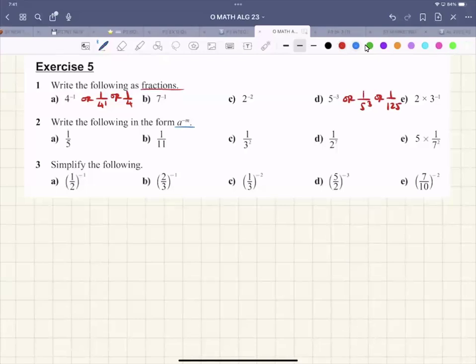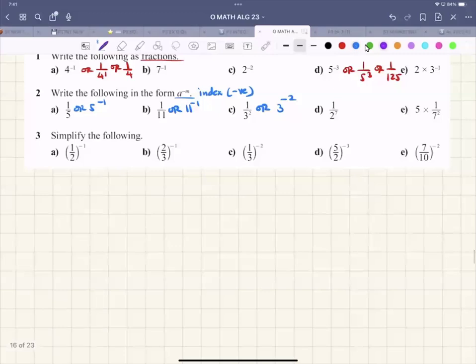Write the following in the index form. Now this is a raised to power of negative m in the negative index form. 1 over 5 is 5 raised to power of negative 1. 1 over 11 is 11 raised to power of negative 1. 1 over 3 square is 3 raised to power of negative 2, and so on.